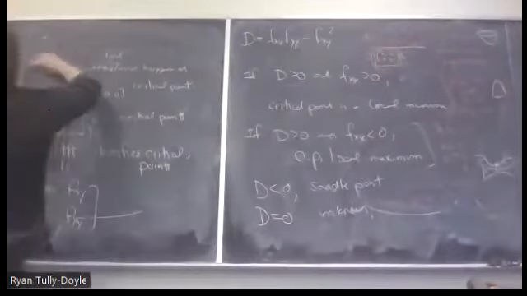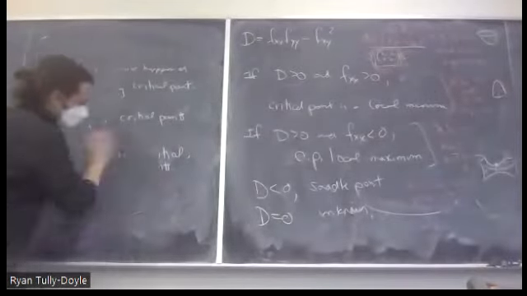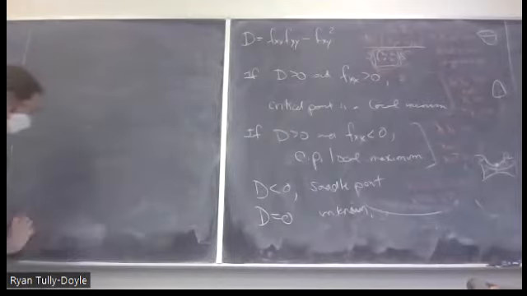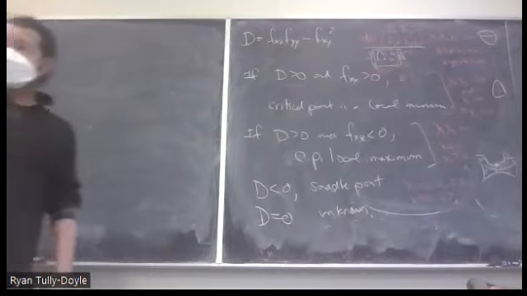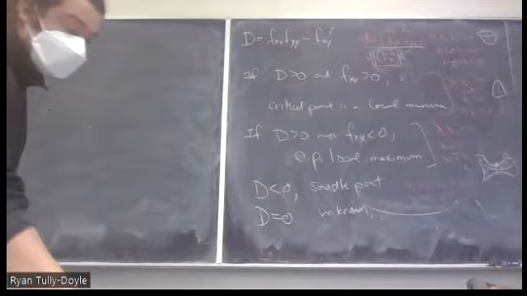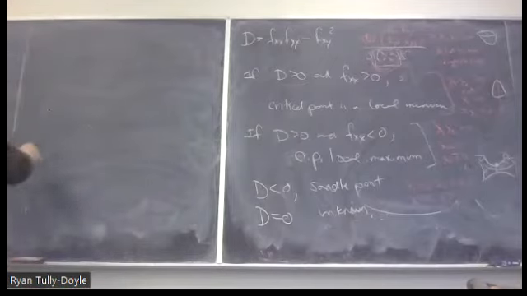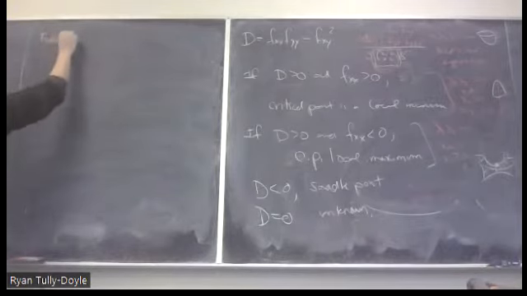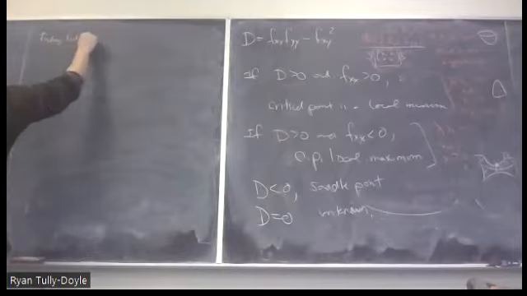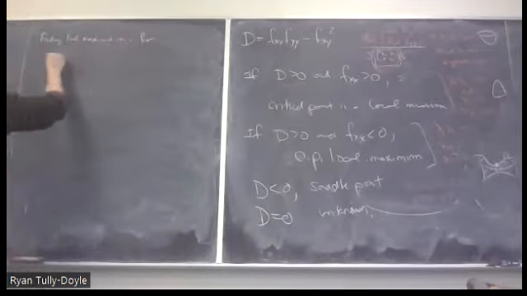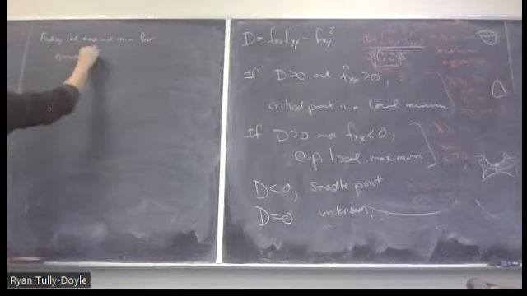So how does this work in n variables? Now, if anybody really wants to, I can tell you how Colley wants me to do it. But I wouldn't do it that way. I would do this. I would say, okay, finding local maximum for an n variable function.